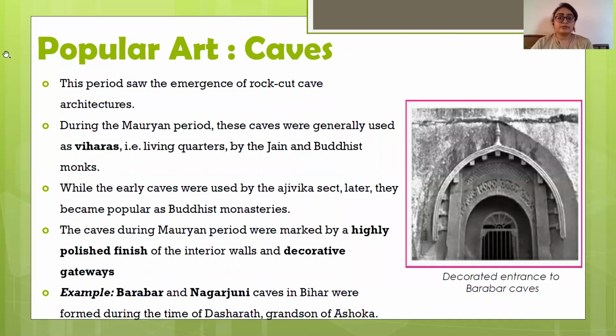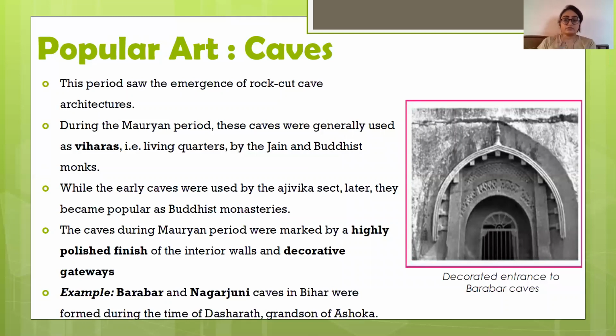Now coming to the popular art. The first one is the caves. This period saw the emergence of rock-cut cave architecture. During the Mauryan period, these caves were generally used as viharas. So what are viharas? Viharas were used as living quarters by monks.